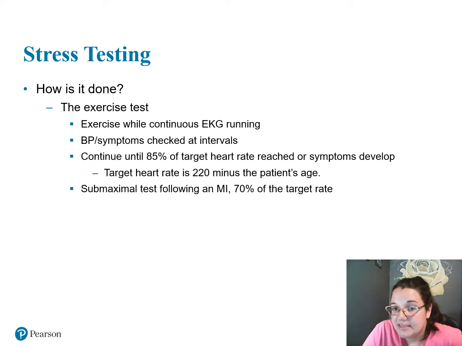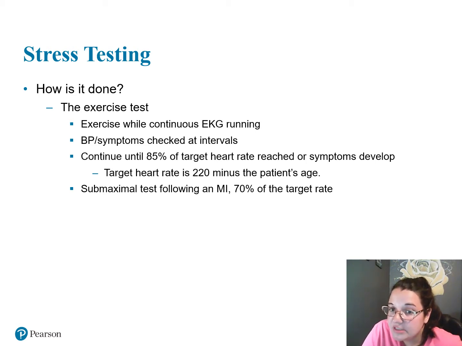So the exercise test. You're going to exercise while the EKG continues to record the patient's rhythm. Their blood pressure and symptoms are going to be checked at intervals. Remember, intervals back in EKG 1 is time intervals, right? So at certain times throughout the procedure of them exercising on the treadmill, we're going to take their vitals. We're going to continue until 85% of the target heart rate is reached.